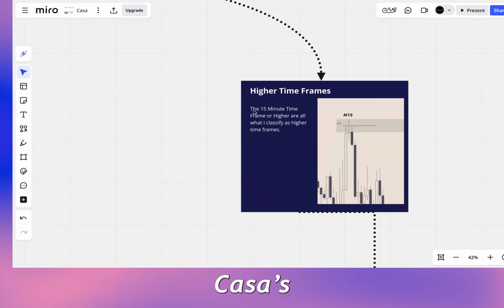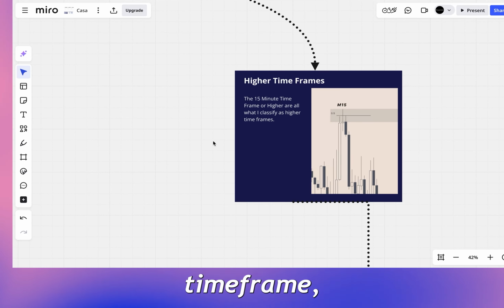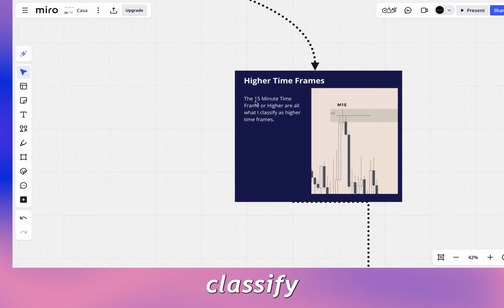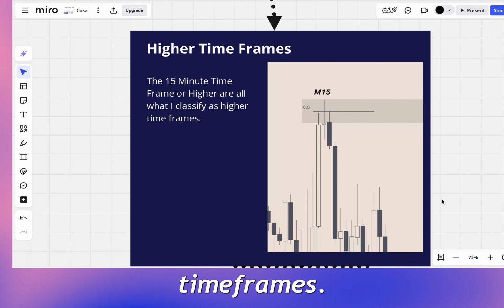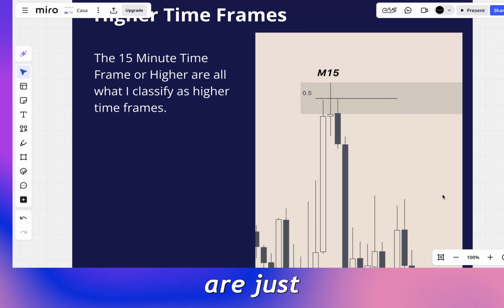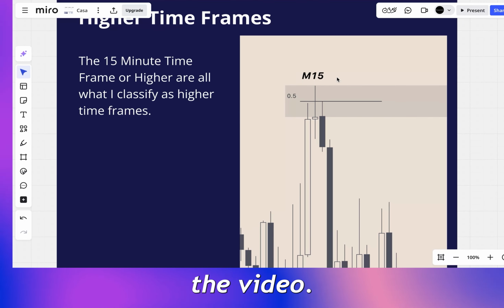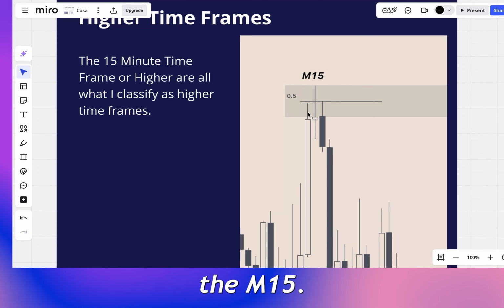But first, we have Casa Wick Theory. We have higher time frames. Every single time you hear me say a higher time frame, whether that be narrative or PD array, I'm looking at the 15-minute time frame or higher. This is what I classify as my higher time frames. If you're new to Casa Wick Theory, I'd recommend watching the video linked in the description, and just trade off of the M15.